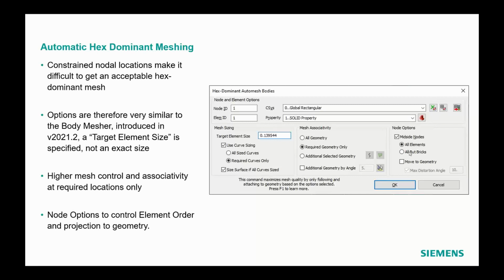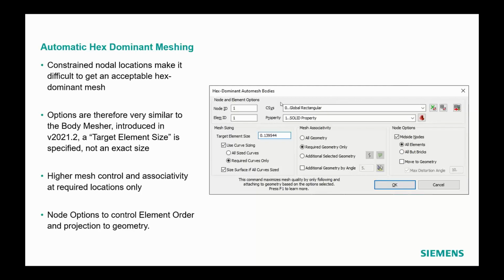And then additionally, there's an option to remove mid-side nodes on all of the elements but the brick elements. Actually, no, remove all the mid-side nodes on the brick elements, keeping the mid-side nodes on all the Tet elements.